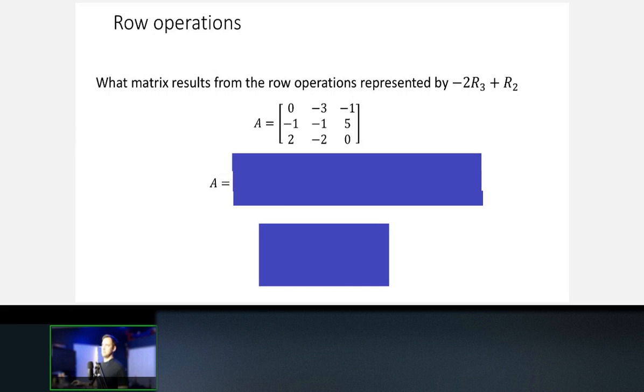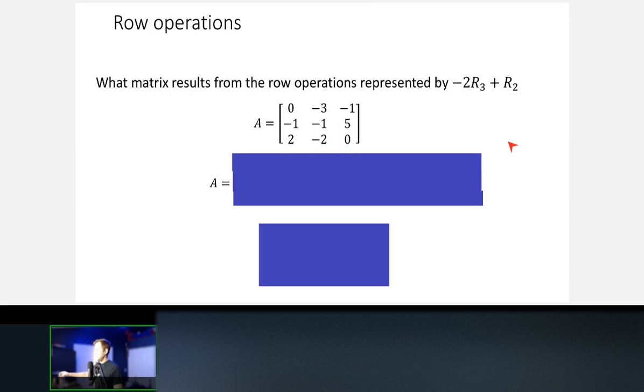All right. Row operations. What matrix results from the row operation represented by -2r sub 3 plus r sub 2? So here's a question for you. Given this row operation, which rows do not change? Rows 1 and 2. Anybody agree, disagree? Row 2 and 1. Row 1 and 3. We are in a lot of disagreement here. Anybody else? Rows 1 and 2 don't change.